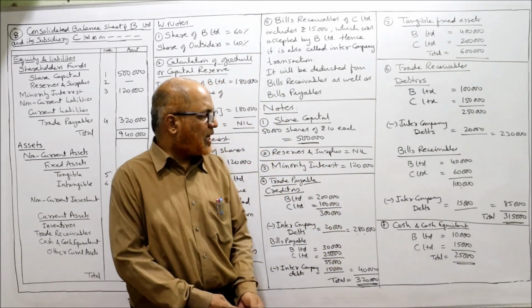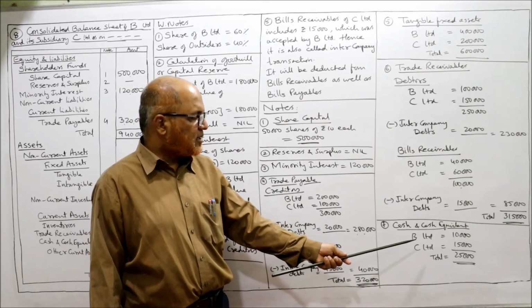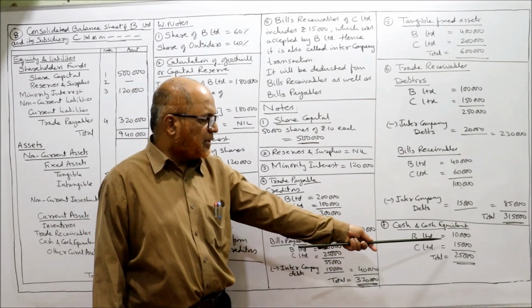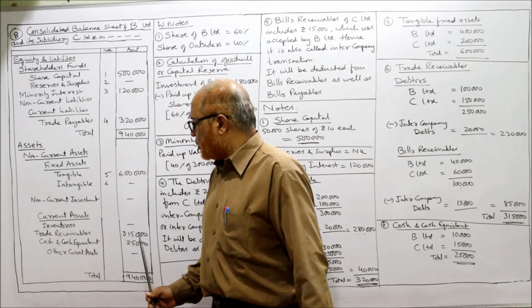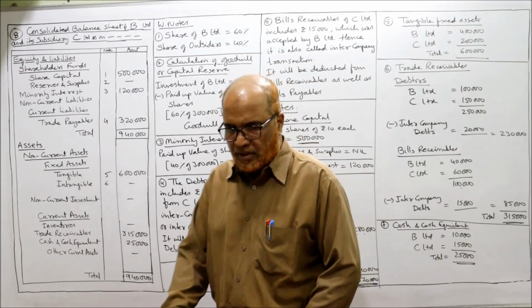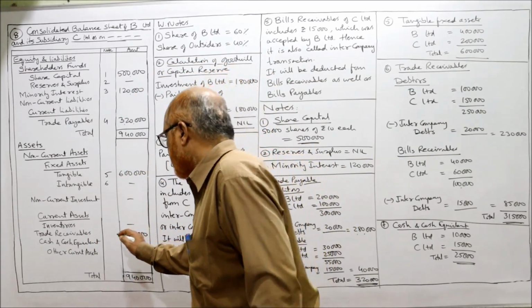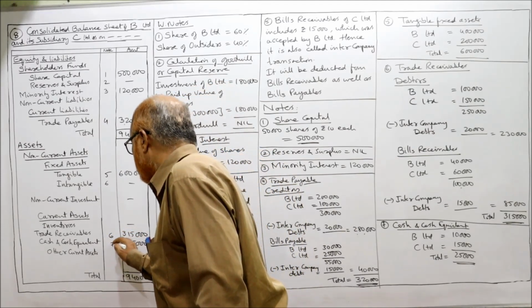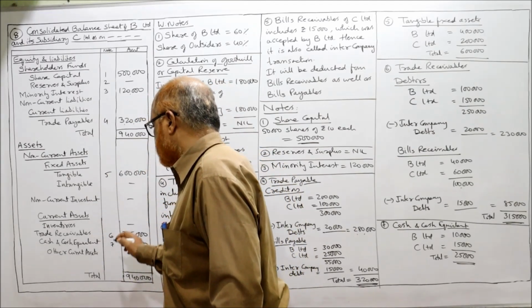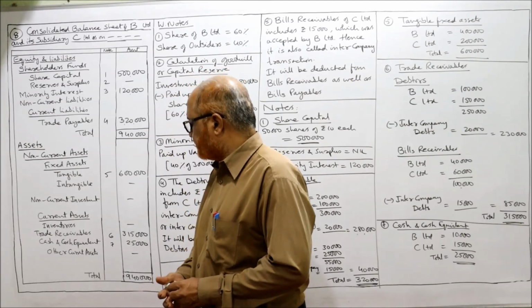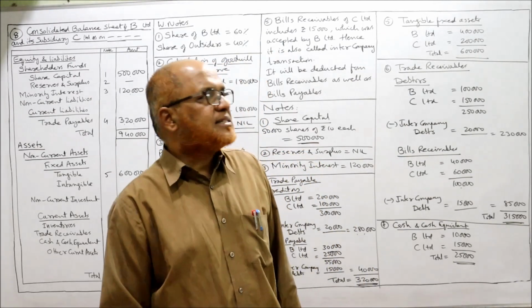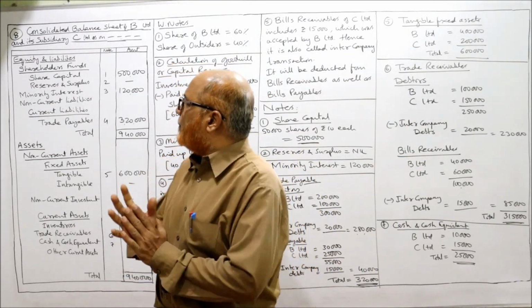Now, cash and cash equivalent. This includes cash in hand. B Limited 10,000, C Limited 15,000, total 25,000. So we'll take this as the 6th and 7th here. We don't have intangible assets. That's it. Over. So this is the end of problem number 8.